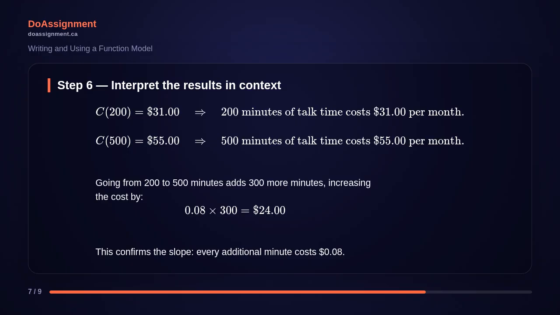In context, if you talk for 200 minutes in a month, your bill is $31. If you talk for 500 minutes, your bill is $55. The difference of 300 extra minutes adds exactly $24 to the bill, which is 300 times 8 cents, perfectly consistent with the slope of the function.